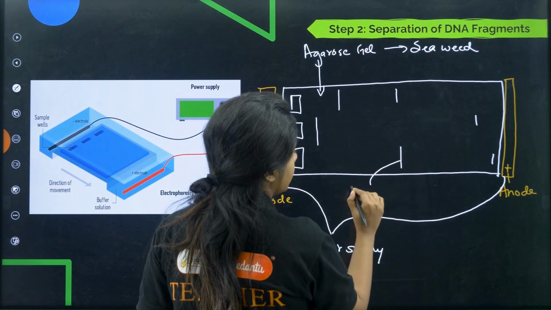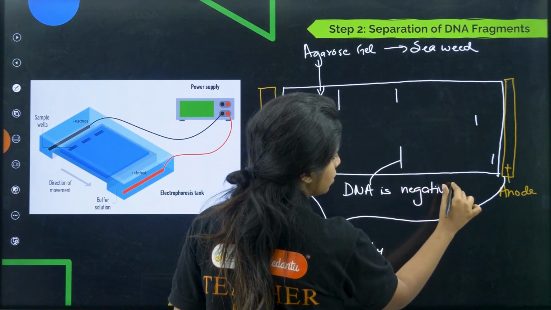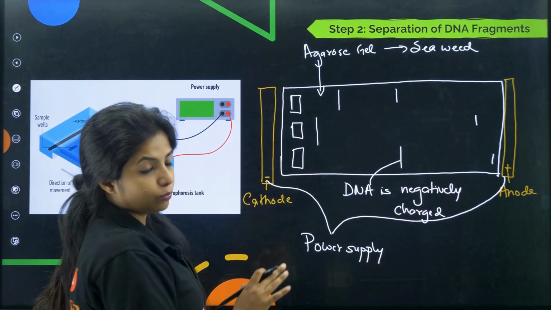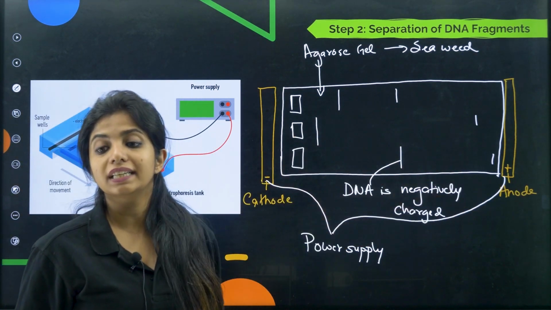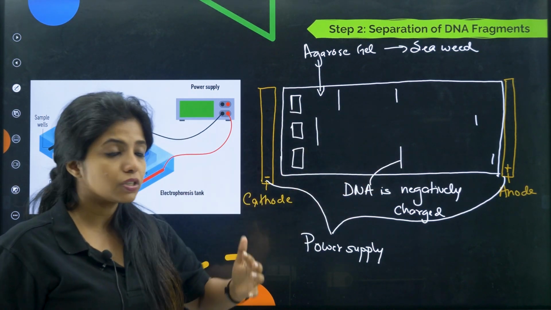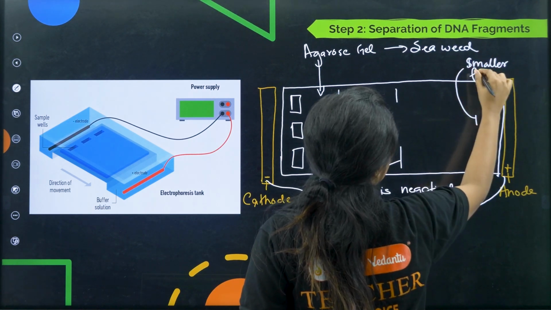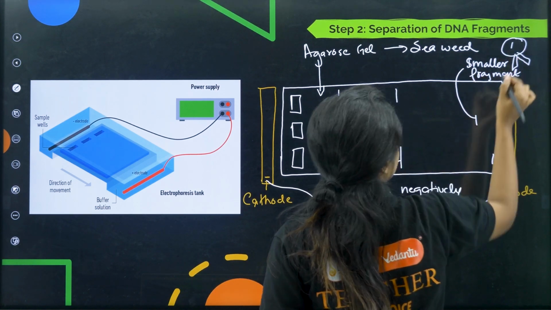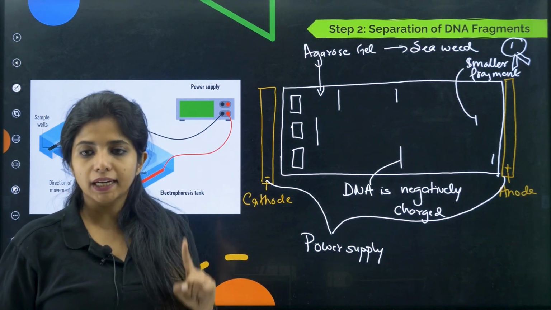Because, children, the DNA that you see over here is negatively charged. So these guys will repel from each other. It will move away from the negative pole because they are going to repel, minus repelling goes to the positive side, that is the anode. So DNA is negatively charged, which is why it moves. That is the basis of movement. Now who moves first? Smaller fragments are first in category. Please remember that.